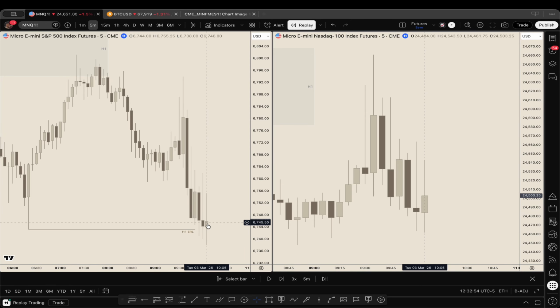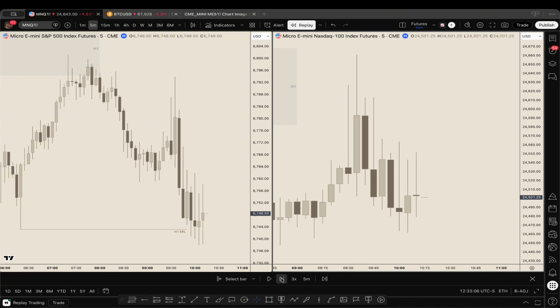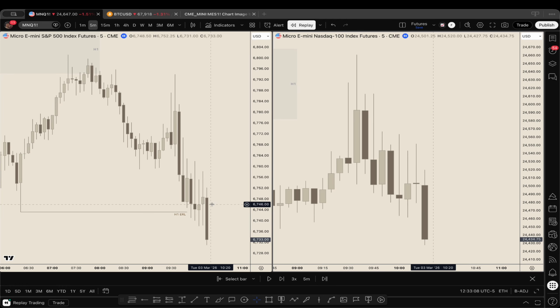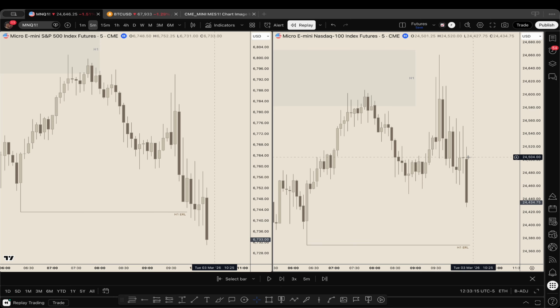We get this small bullish candle here as if price wants to start pushing higher, but we don't get a bullish engulfing yet. So I'll keep going. As you can see here at 10:15, we push even lower, and you can see what that looks like over here on NASDAQ on the right. We start going towards that external range liquidity.